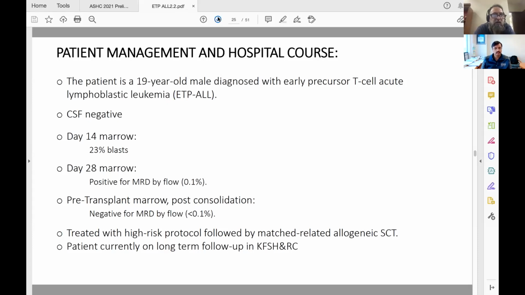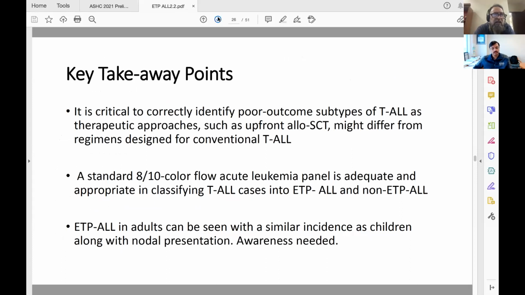Next slide. So these are the key takeaway points from this case. I hope everybody understands it's important to correctly identify the poor outcome subtypes of T-ALL, because the therapeutic approaches are different. A non-ETP would just need chemo and may respond very well. It's a good response rate with aggressive chemotherapy, whereas ETP will not. It will come back with MRD, and you will have to transplant it sooner or later.